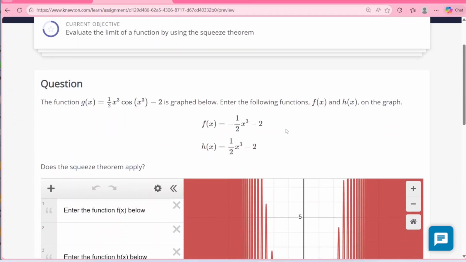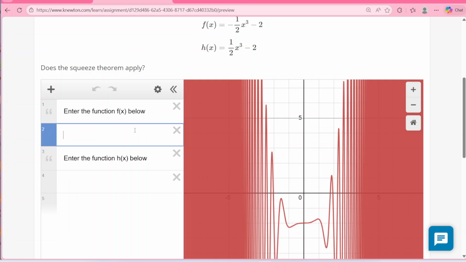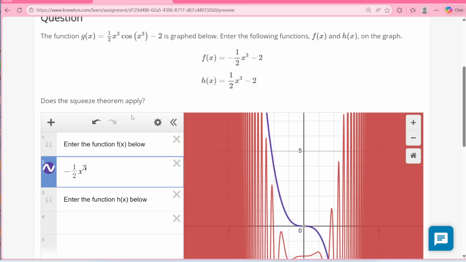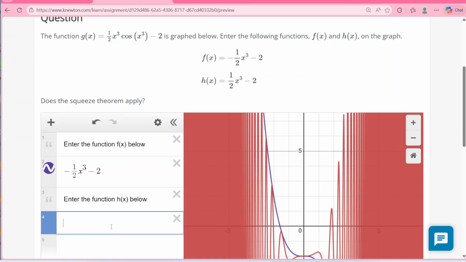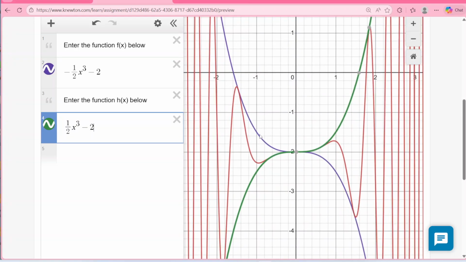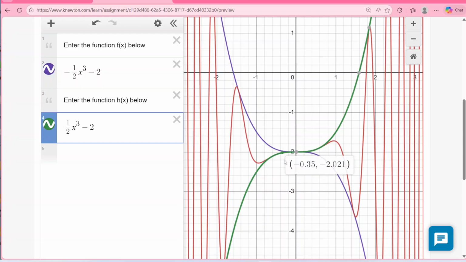All right, so this one's similar. This is going to have the same issue as the one I got wrong earlier. Watch. So f is this -1/2 x cubed minus 2. So there's the graph of f, this blue graph, and then h is 1/2 x cubed minus 2 also. Now you see, just like in the one I got wrong earlier, the blue graph approaches 0, -2 from both sides. The green graph approaches that same location.